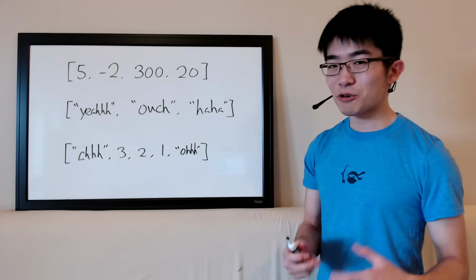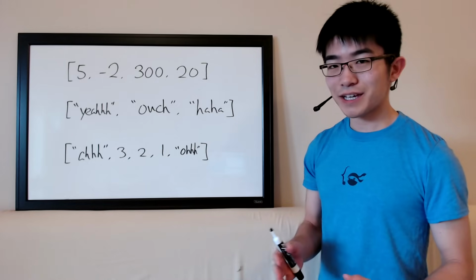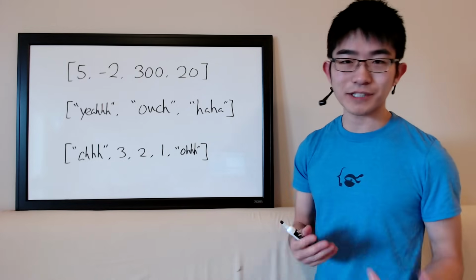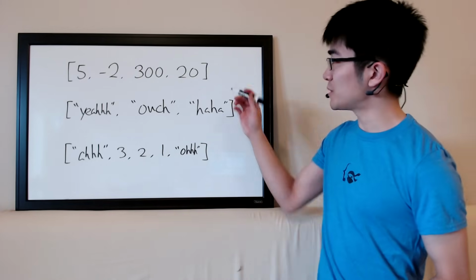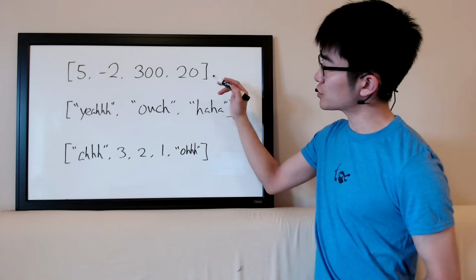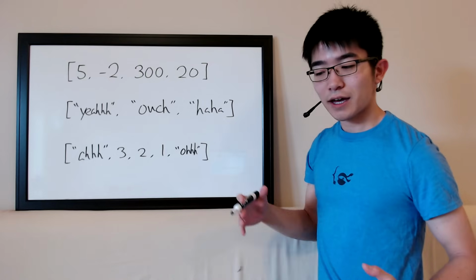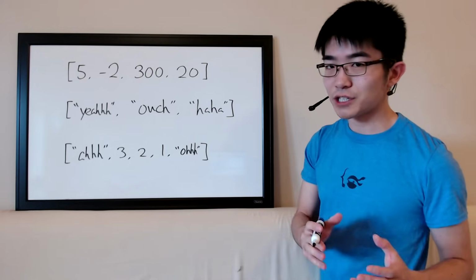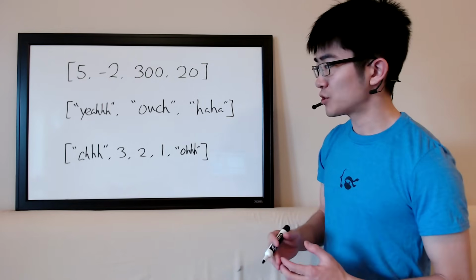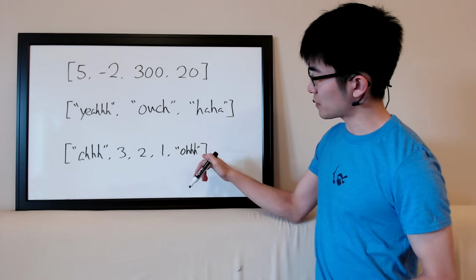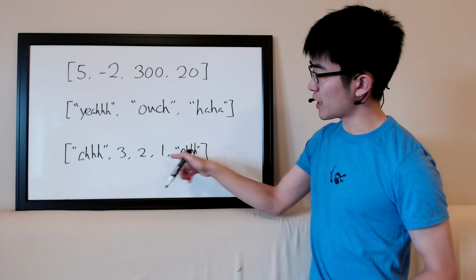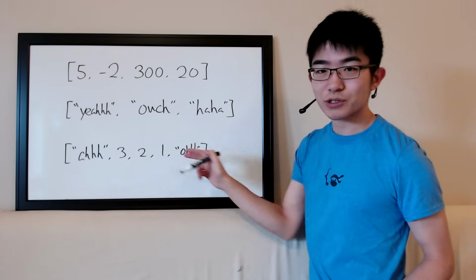Okay, so first of all, what is an array? An array is basically a collection of items of a single type. So an example would be this one, which is an array of integers, or this one, which is an array of strings. And it's not usual for an array to have multiple types. So it's not usual for us to have something like this, where this array has both strings and numbers inside.